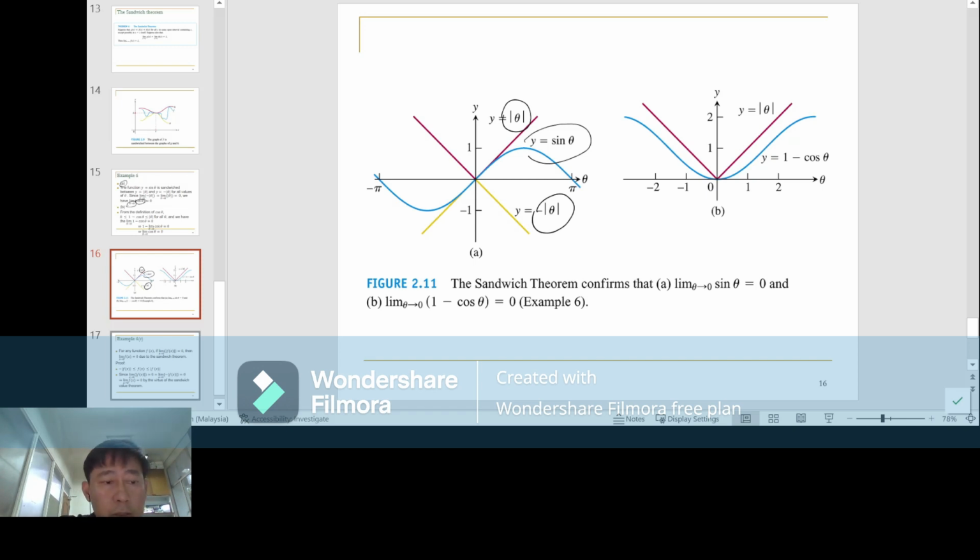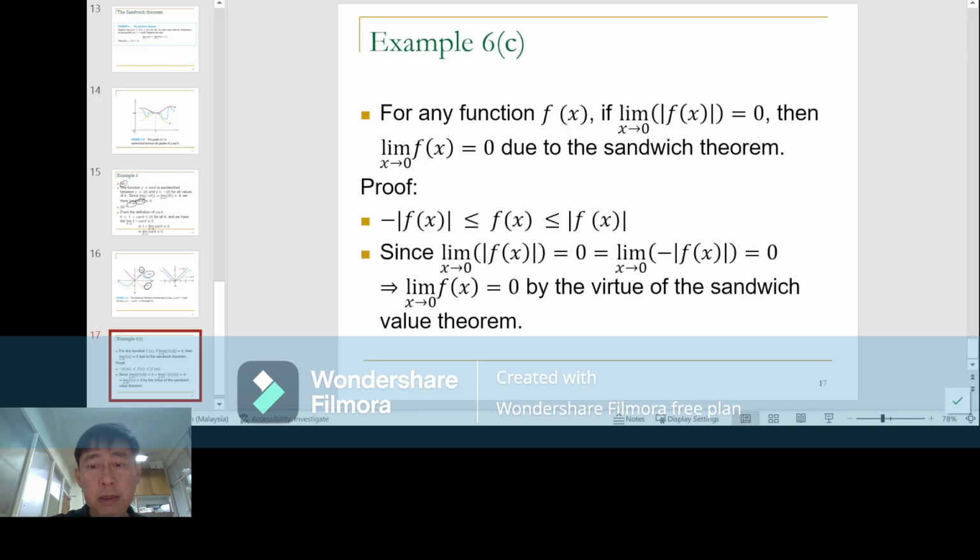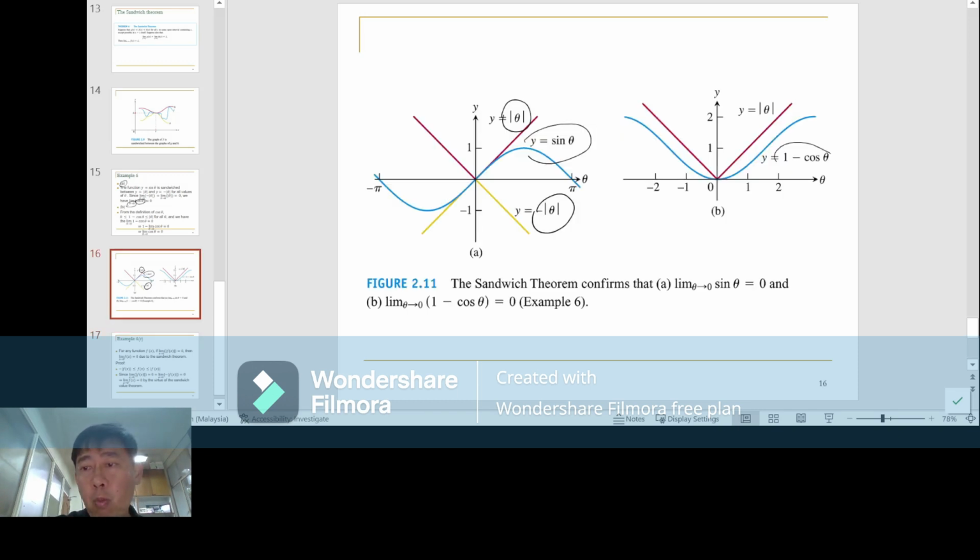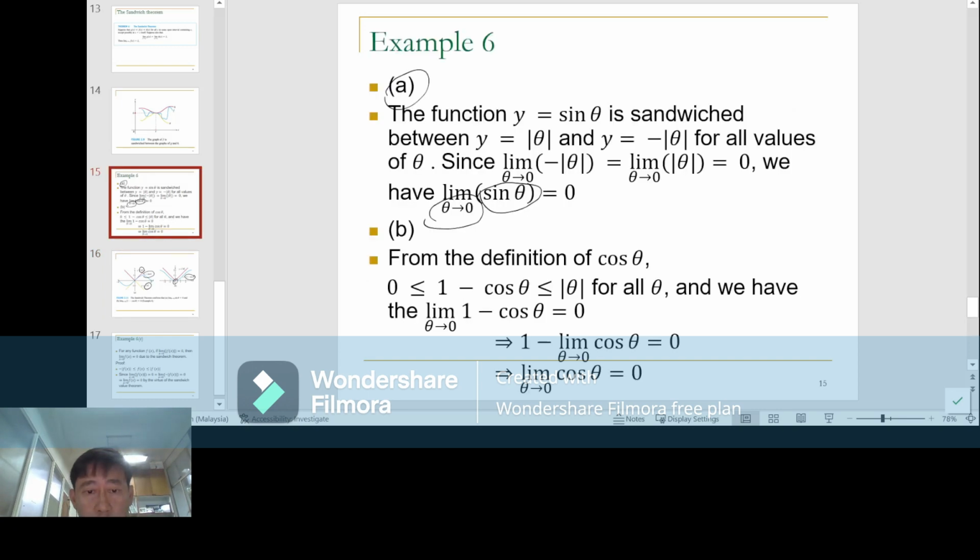You can also try to understand the limit of the function 1 minus cos theta. If you're asked to calculate the limit of 1 minus cos theta as theta tends towards 0, you can also use the sandwich theorem, right? The cos theta is always lying between what? It's lying between minus 1 and plus 1, okay?